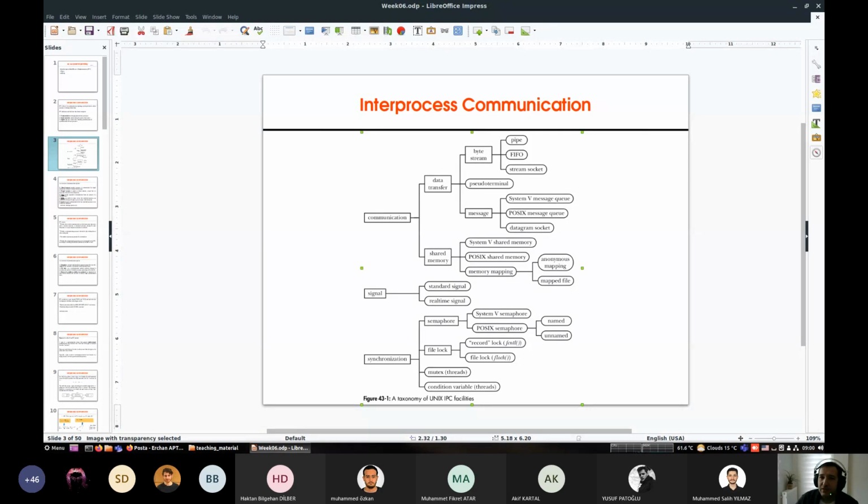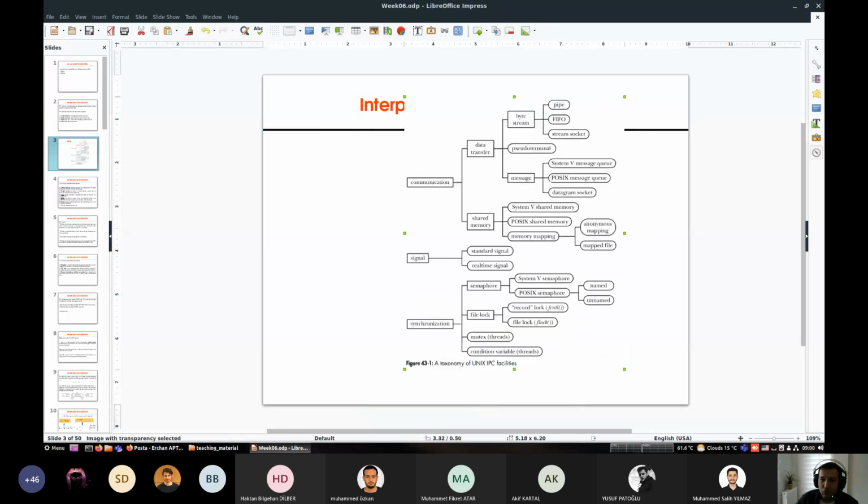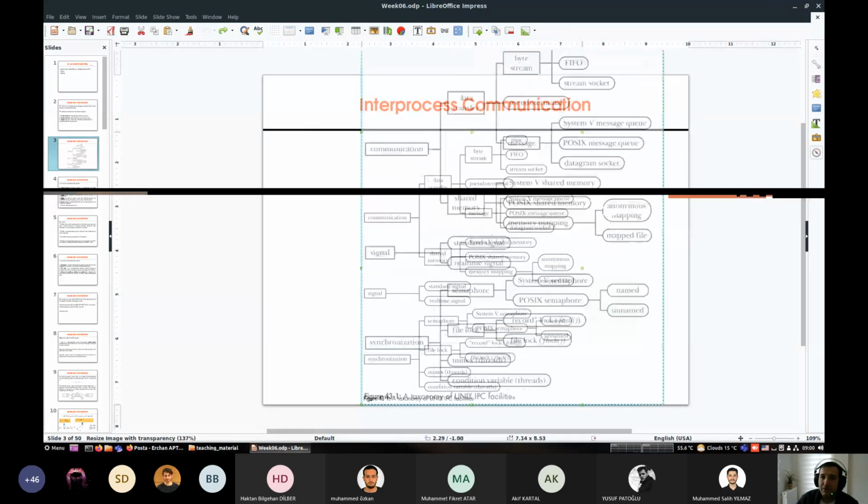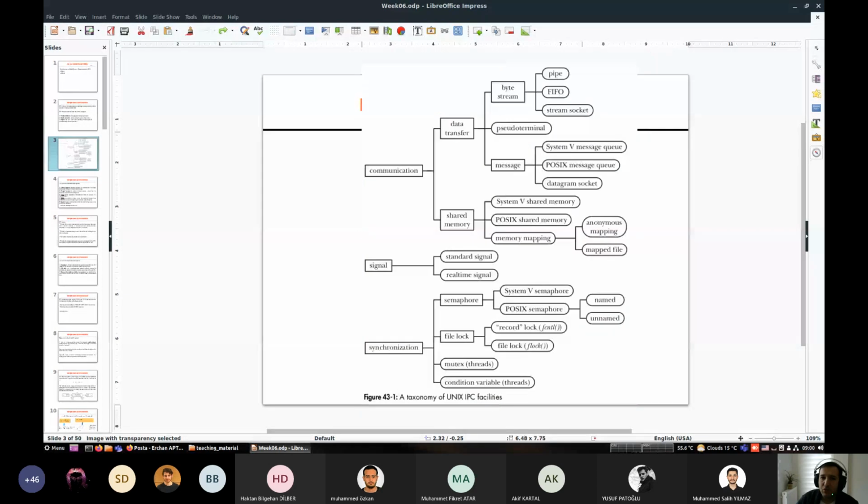Now this is a nice graphic of all the methods that are available in the category of IPC. So whenever we talk about communication and synchronization between processes, these are our options. The traditional options that exist in every POSIX compatible system.